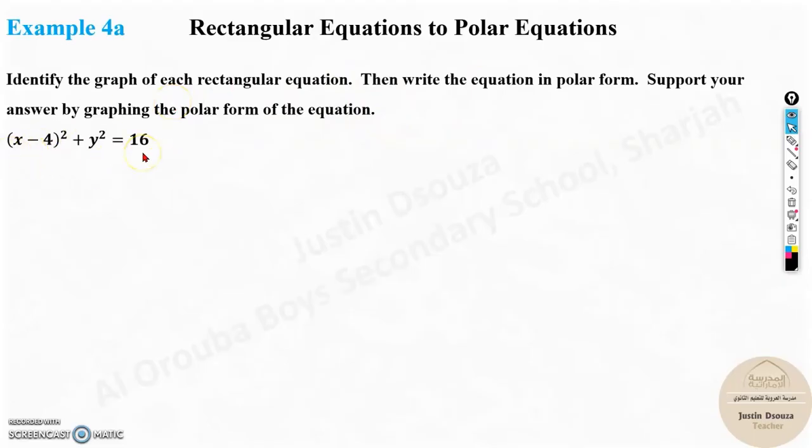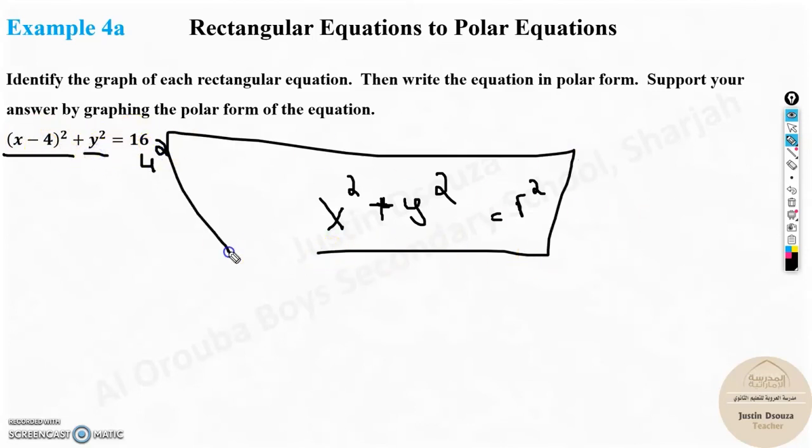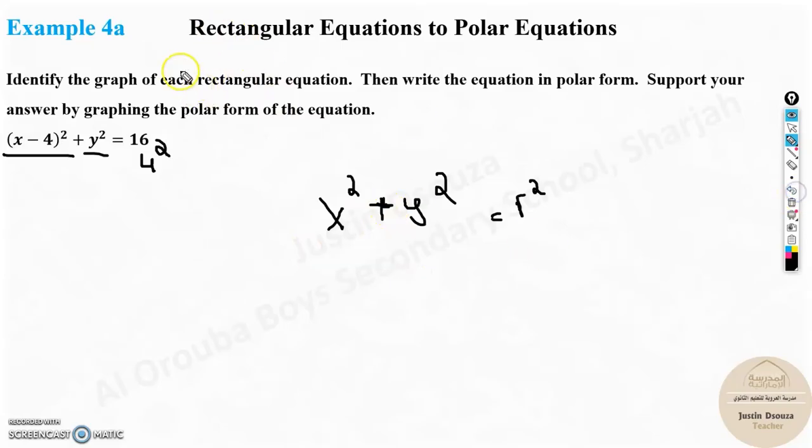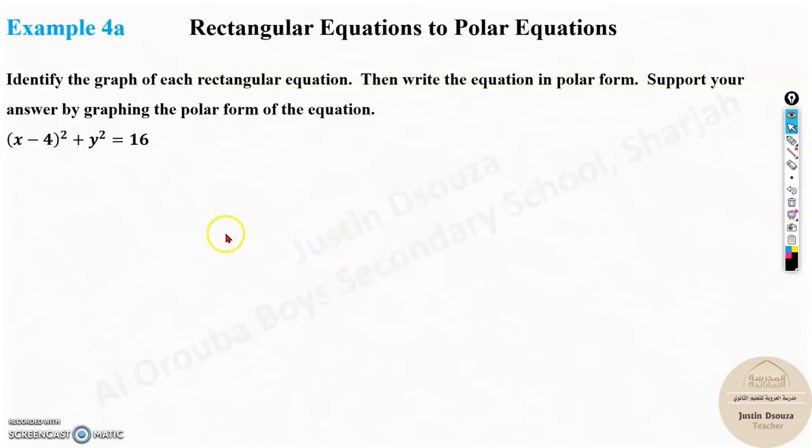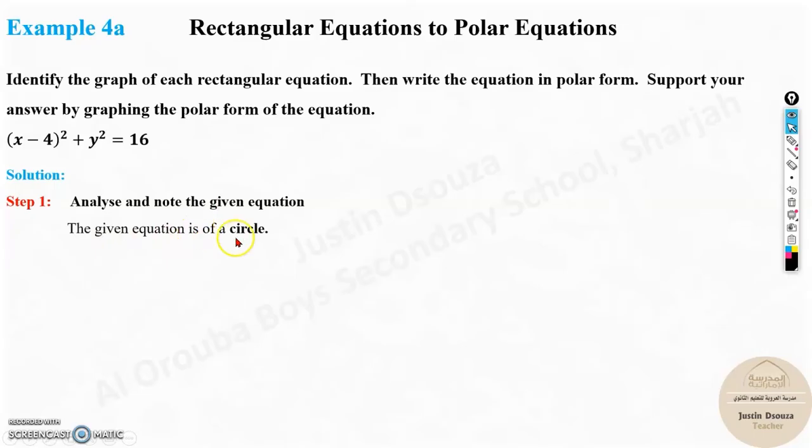Looking at this graph, first of all, you must know this is a circular graph. Why? Because the standard form of circle is x squared plus y squared equals r squared. Now you can write this in terms of x squared, y squared, and 4 squared. So now you can easily tell this is a circular graph, circle. Anyways, you'll see that at the end. How do we convert it? You have been given this equation. Now let's recall the conversion formulas which we used in the previous videos. Now the given equation is of a circle, okay, but what do we convert?